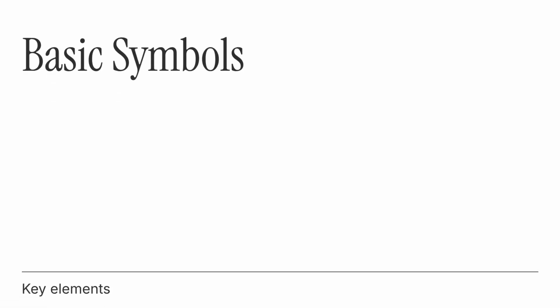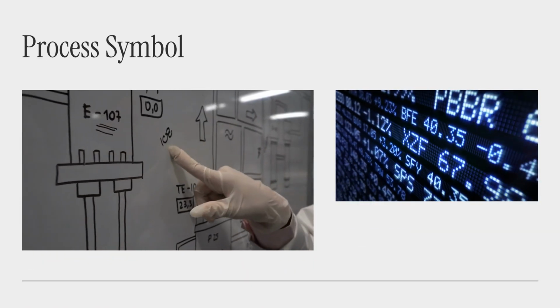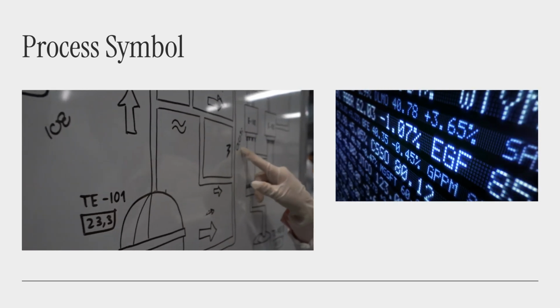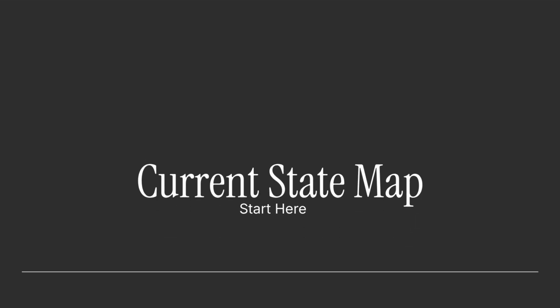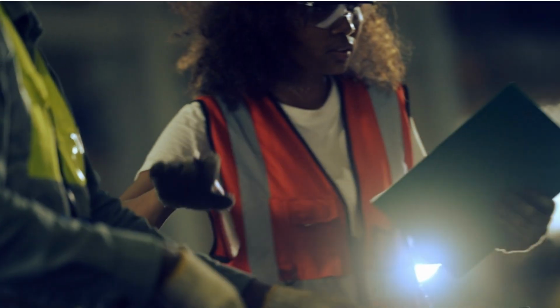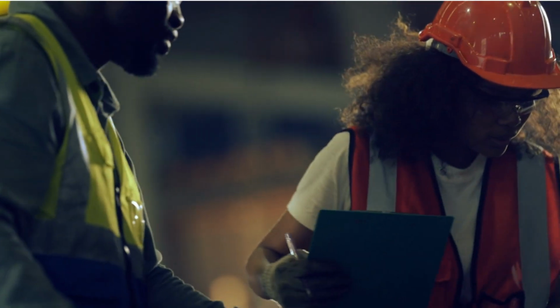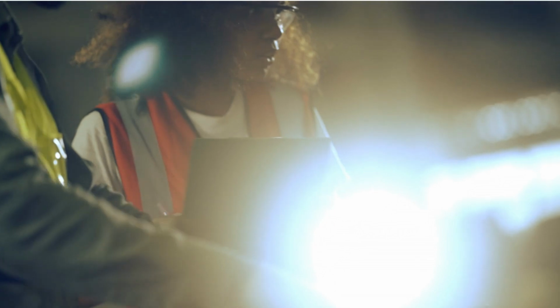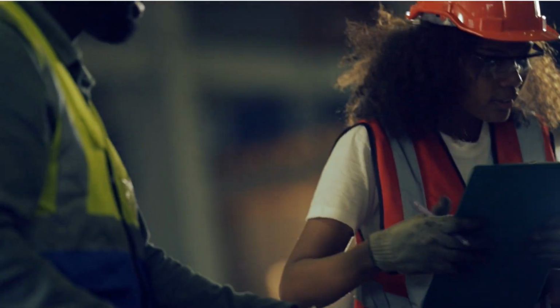To create a VSM map, it's important to understand the basic symbols, such as process boxes, inventory triangles, and different types of flow arrows. Each symbol represents a specific aspect of the process, making the map easy to interpret and understand. Building a current state map is the first step, which documents the current process as it exists, providing a starting point for analysis. This involves defining the value stream, going to the gemba, or the place of action, drawing the process sequence, and collecting data on site.